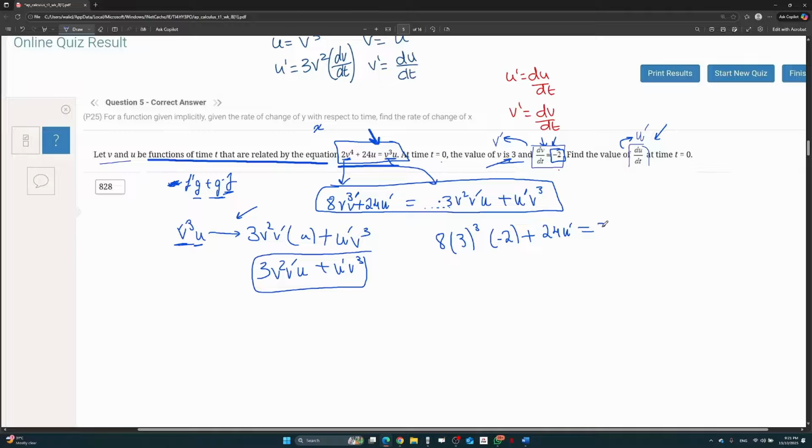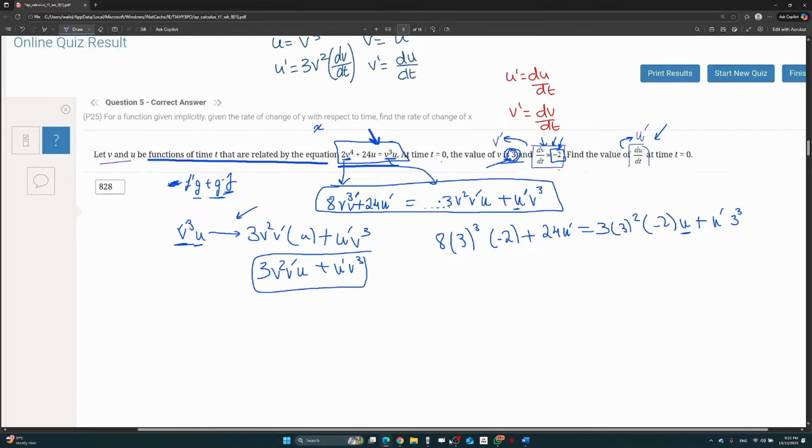Equals 3v squared. What's v? Again, v is 3, so we're going to say 3 squared. v prime again is negative 2. Here you have u. Plus u prime v cube. Again, we're trying to find u prime. Here we don't know u, so I just kept it as u. Plus u prime. v cubed again is 3 cubed because we said v is 3.